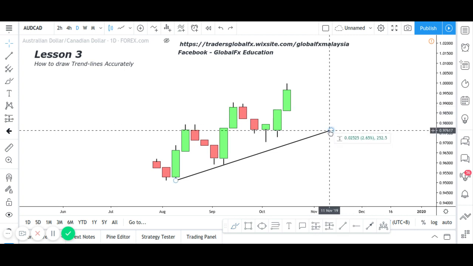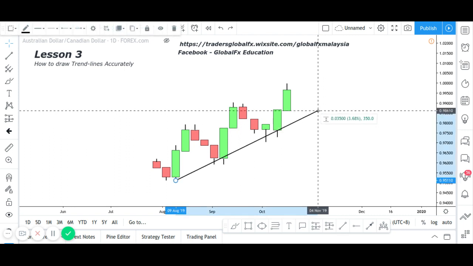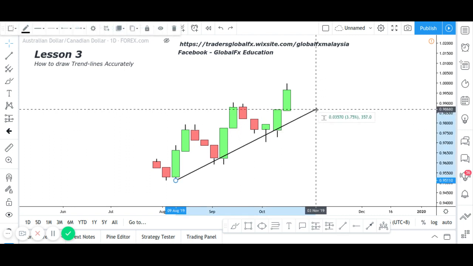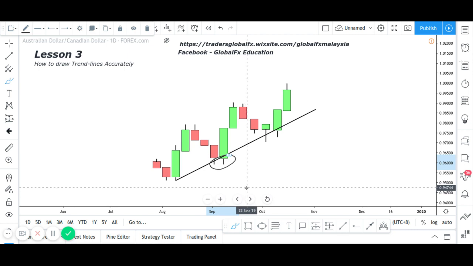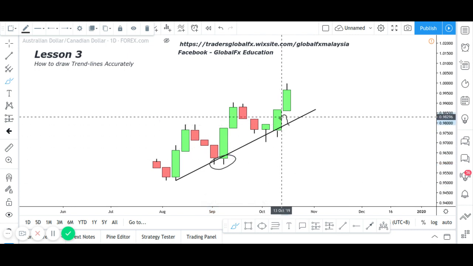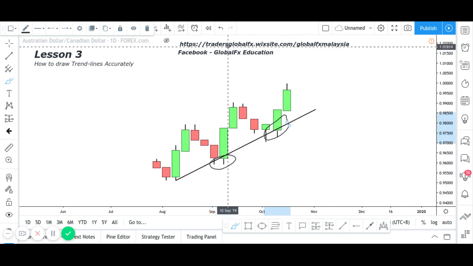So basically, what I'm trying to tell you guys is when you draw the trend lines, you are allowed to cut through the wicks of the candles, but do not cut through the body of the candle. If you cut through the body of the candle, then it's an invalid dynamic support area. Okay, and this is a definite invalid dynamic support area.